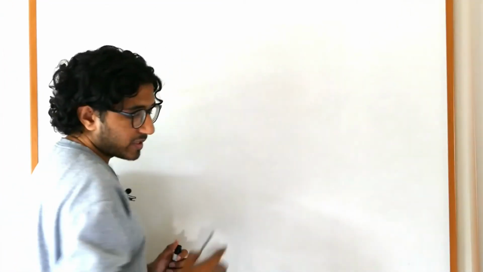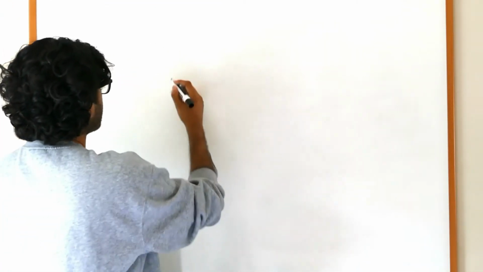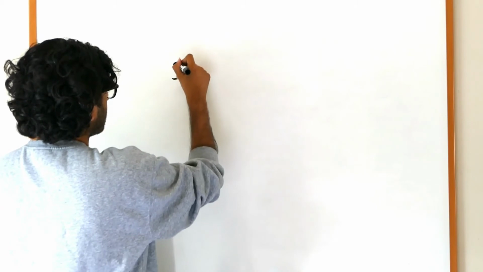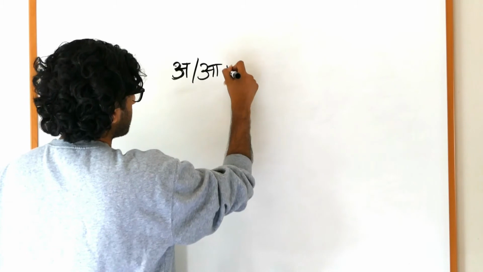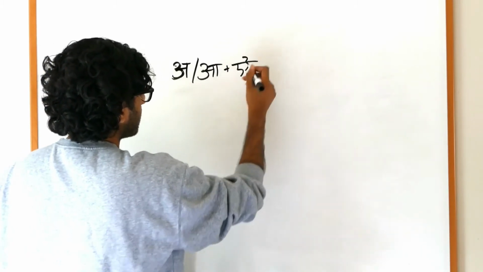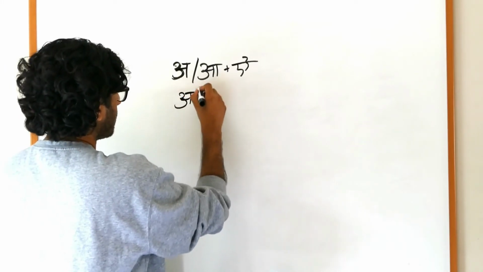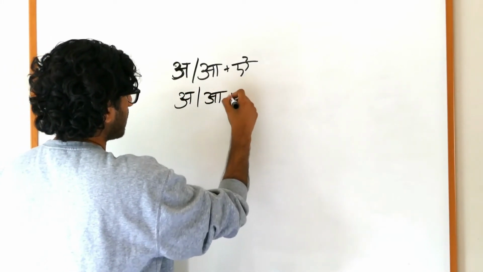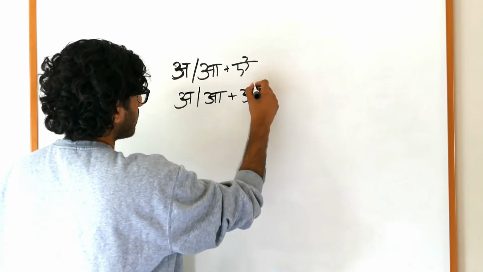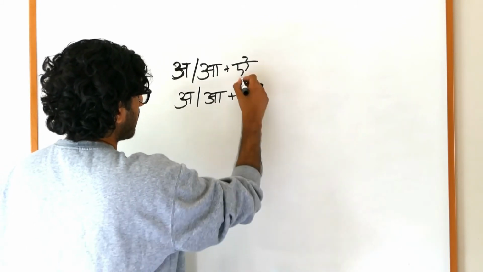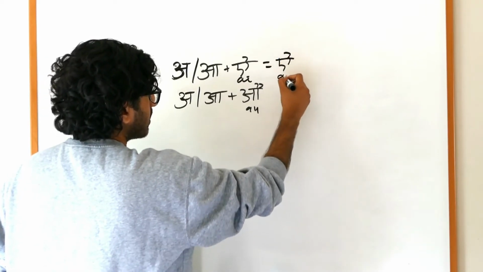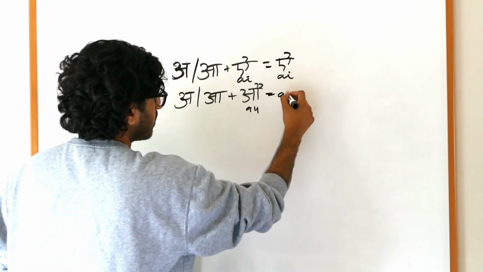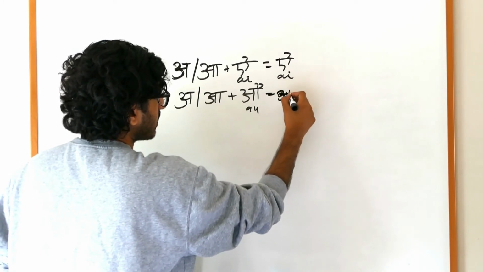What happens if you have a or ā plus ai, the last one we just formed, or what happens if we have a or ā plus au? Au or ai, simple. It still is ai. It still is au.